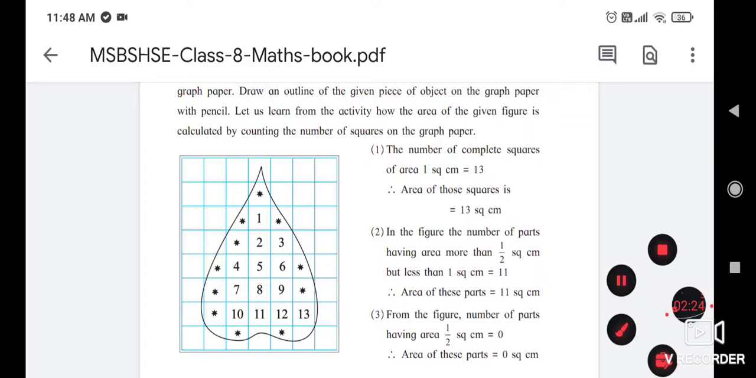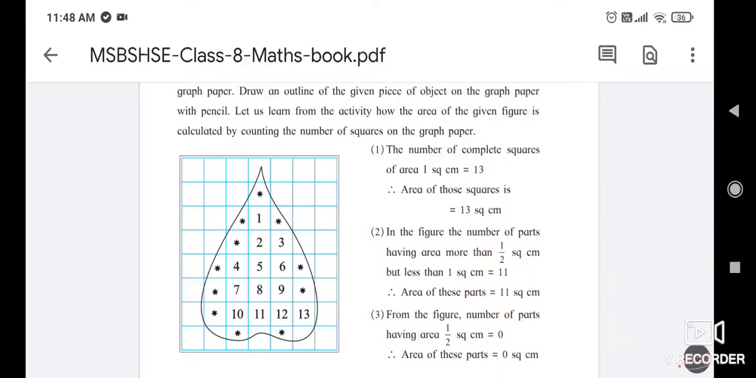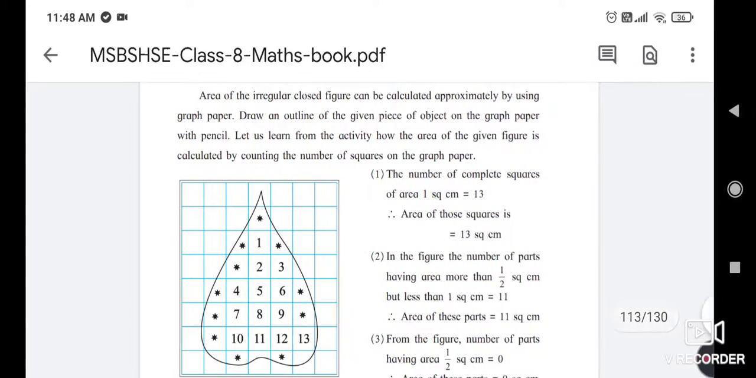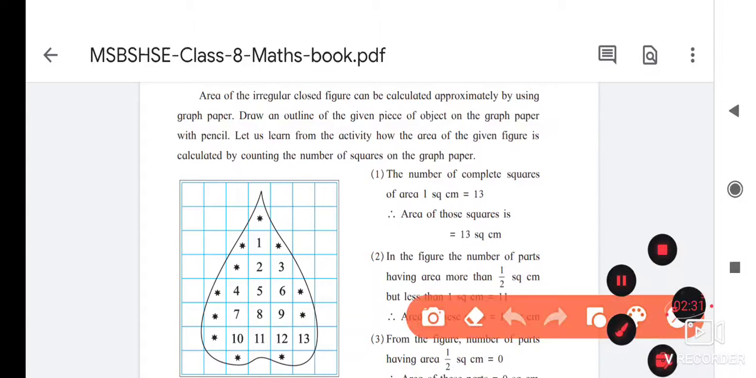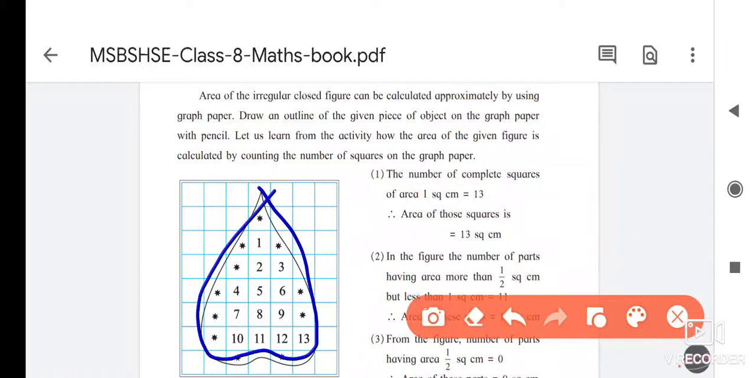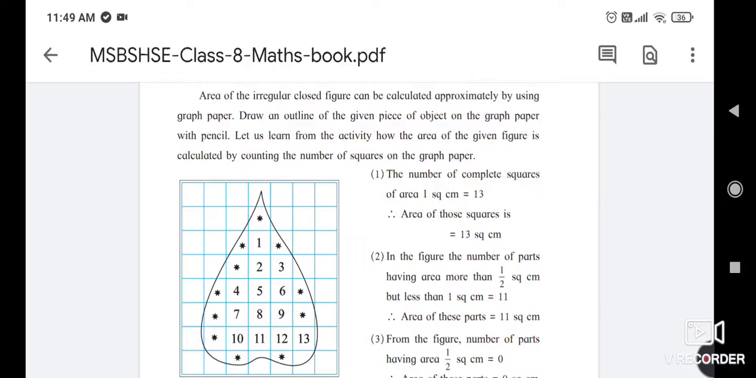Draw an outline. First of all, we have to take a leaf and put it on a graph paper. After that, what we have to do, after drawing its outline? So here, after drawing the outline by using the pencil, let us learn the activity. This is the activity that is given to us. Find its area. After drawing it, what we have to do?